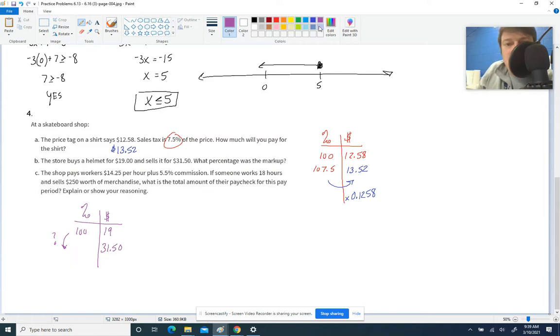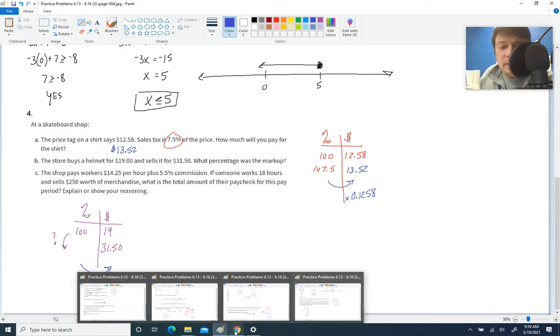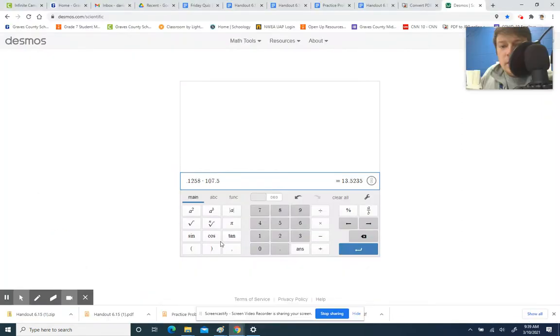So we can find that by doing a constant of proportionality. 19 divided by 100 is 0.19. So that's our constant to get from left to right. But we want to go right to left. So we want to take this dollar amount and divide by 0.19. So $31.50 divided by 0.19. Let's go do that.